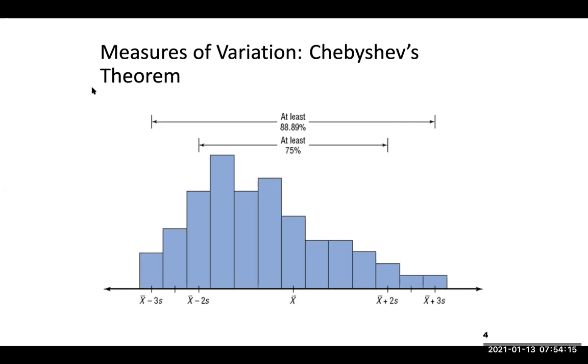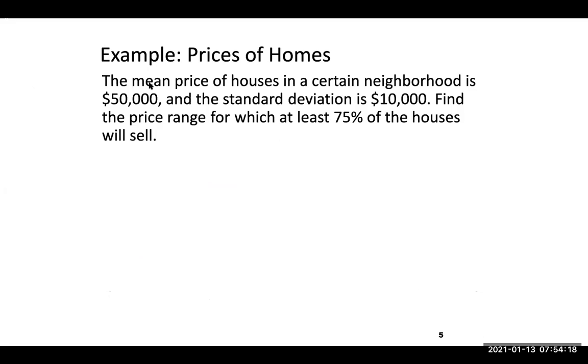All right, let's click. Okay, so the mean price of houses in a certain neighborhood is $50,000, and the standard deviation is $10,000. Find the price range for which at least 75% of the houses will sell. So the mean of the house price is $50,000. And on average, the average distance from the mean is $10,000.